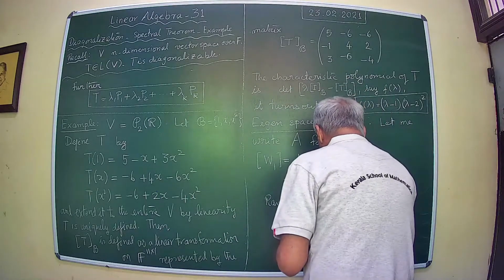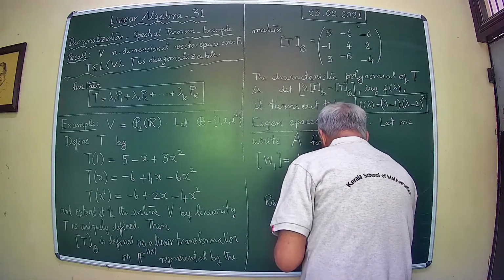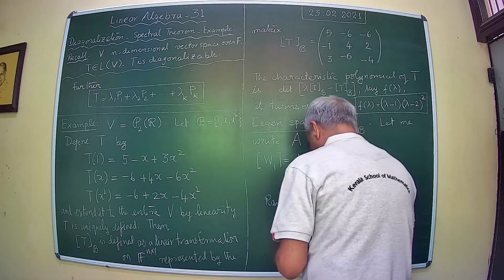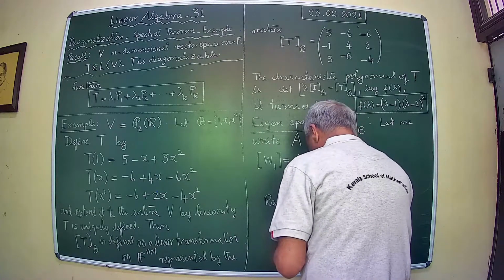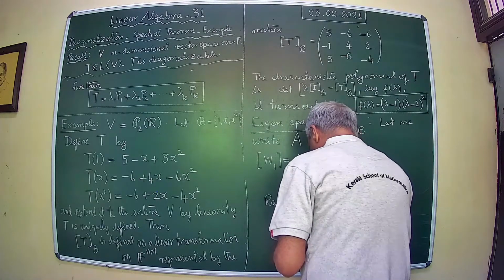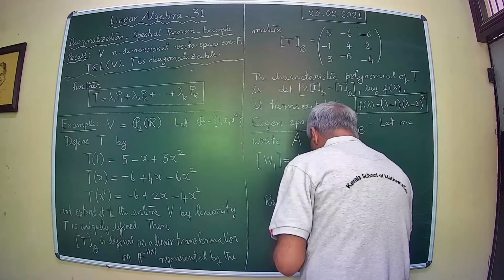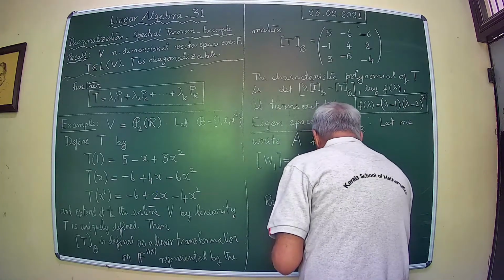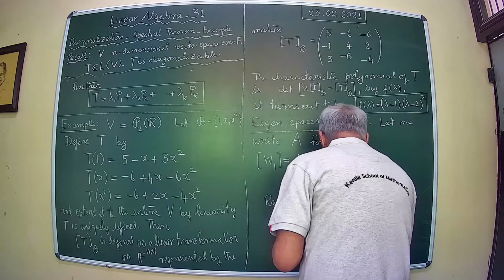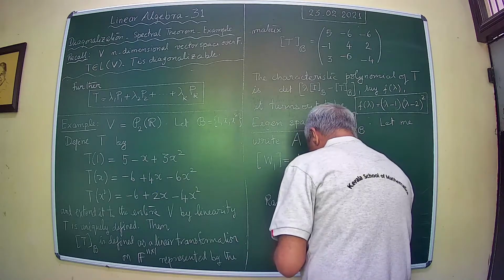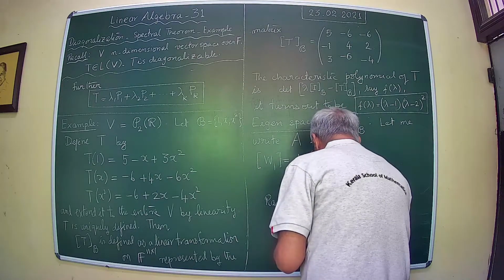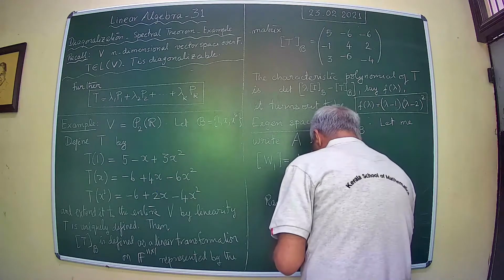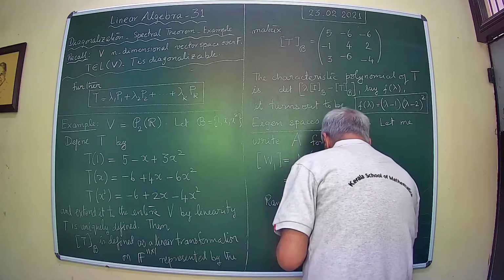Minus 4, 6, 6, minus 1, 1, minus 3, minus 2, then 3, minus 3, 6.